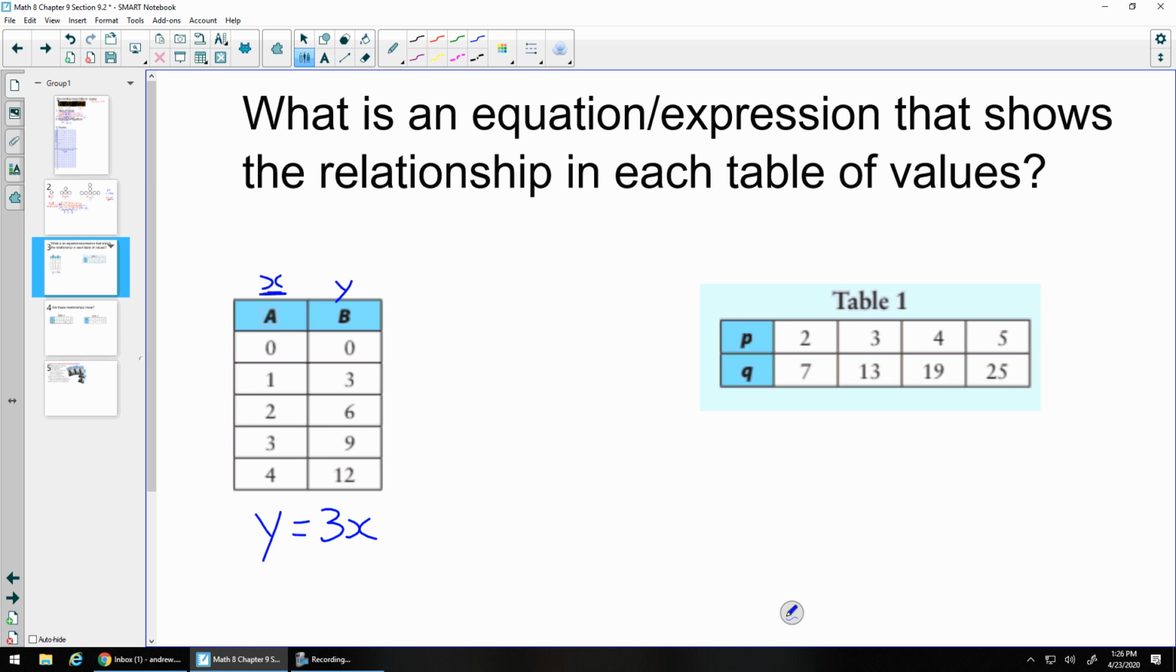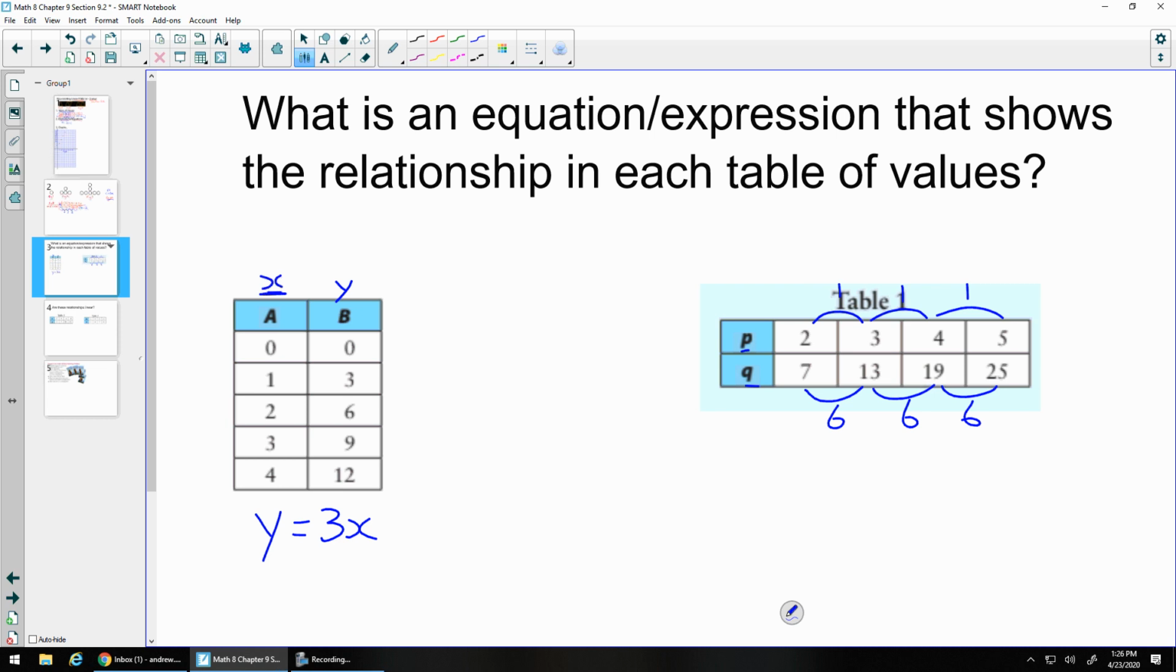Okay, what about here? This time we're just going to use p and q. We're not going to turn it into x and y. So p is going up by 1 each time. Okay, that's good. That's what we need to see. And if it wasn't, you would have to figure out what would be in between there to make it go up by 1. But in q, it goes up from 7 to 13. 13 minus 7 is 6. 13 to 19 is another 6. 19 to 25 is another 6.